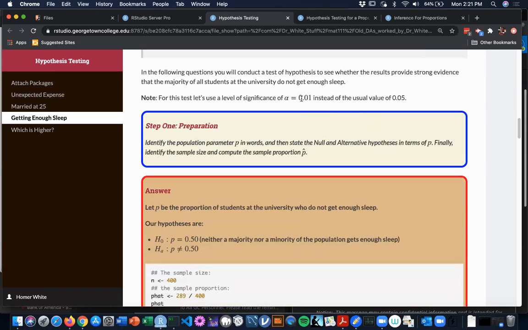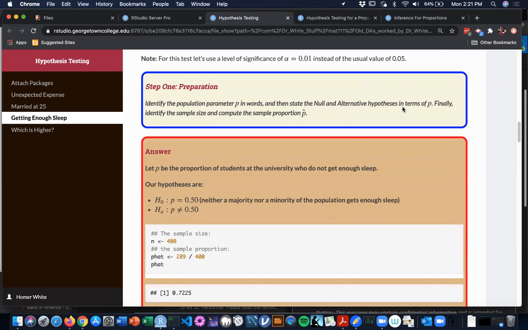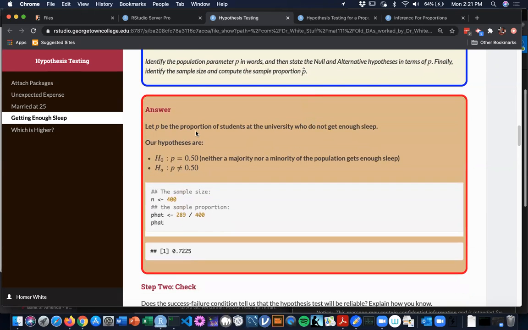Notice that you're going to use a cutoff value of 0.01 instead of the usual value of 0.05. That'll come later. Okay, prep step. Do all the sub-steps in the prep step, all 4 of them. First off, identify the population proportion in words. Let P be the proportion of students at the university who do not get enough sleep.